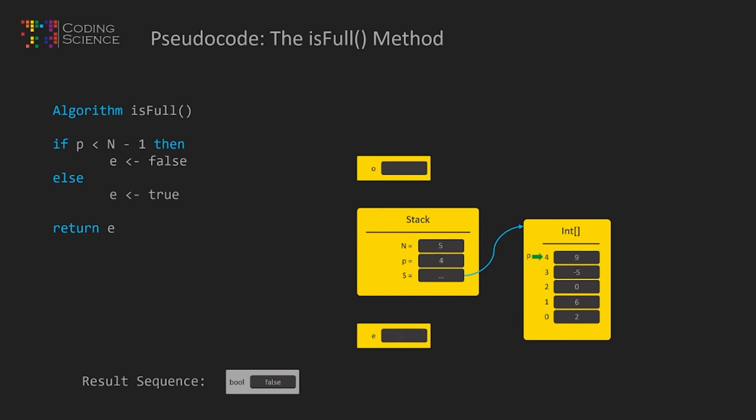But let's see, if we are in a situation where the stack is actually full, and now p has the value 4, then suddenly this if check here, p inferior to n-1, is not true anymore, because 4 is not inferior to 4. Then we come to the else part. We ignore this and we go to the else part. And now e takes the value true and we return it. And we get now the value true.